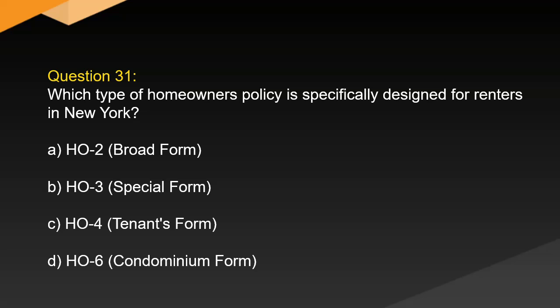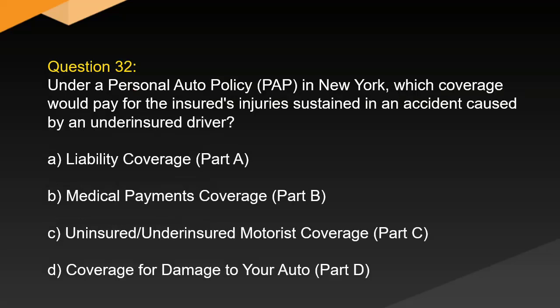Question 31. Which type of homeowner's policy is specifically designed for renters in New York? A. HO-2, broad form. B. HO-3, special form. C. HO-4, tenants form. D. HO-6, condominium form.